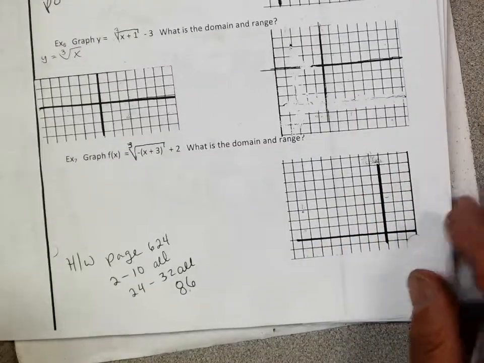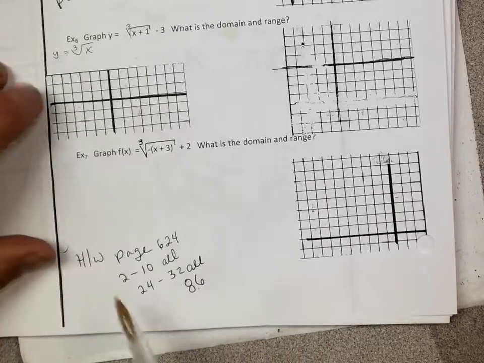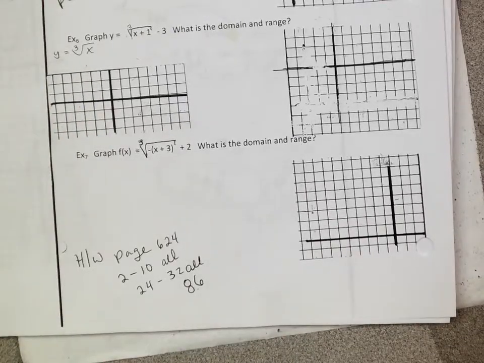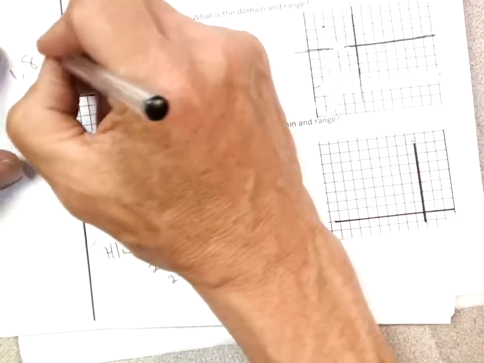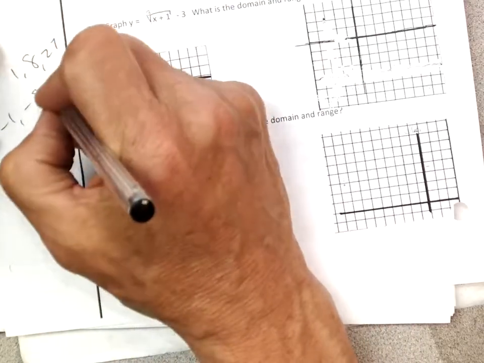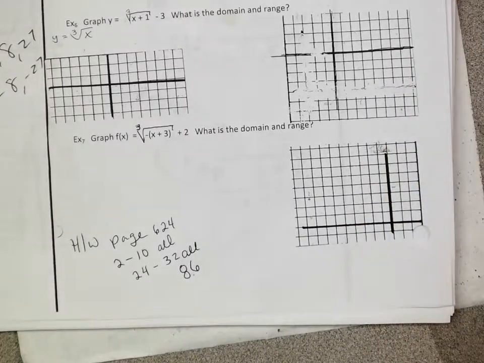Okay, now we got a cube root, okay? So first of all, let's graph our cube root here. Now listen how I'm going to do cube root. When I do a cube root, I'm going to graph these numbers. I'm going to go 1, and I'm going to graph an 8, and I'm going to graph a 27. I'm going to go a negative 1 and a negative 8. And a negative 27, but negative 27 is never going to fit, okay?